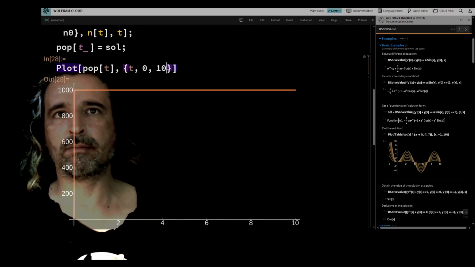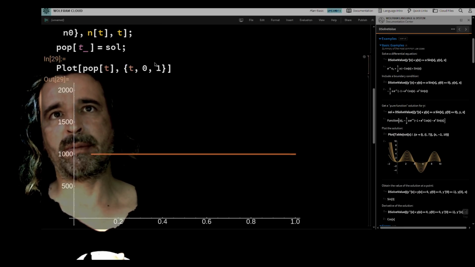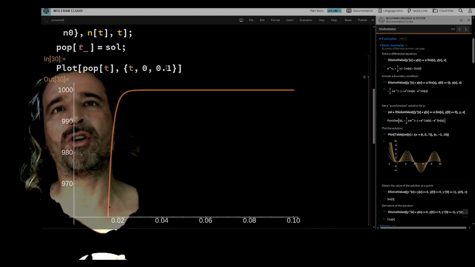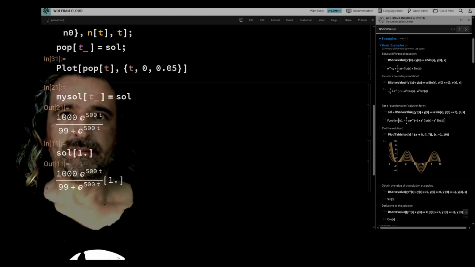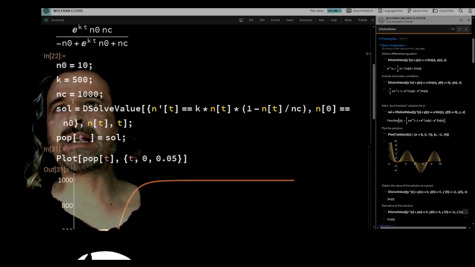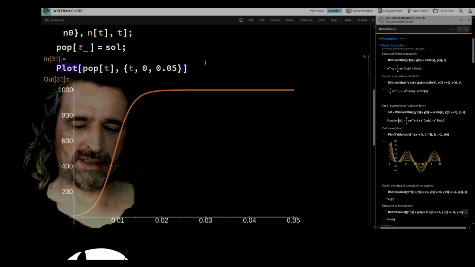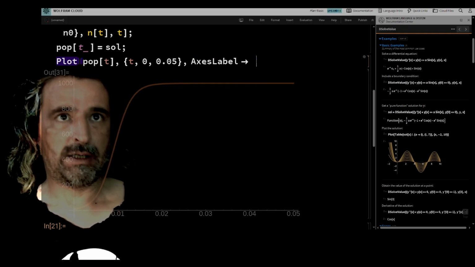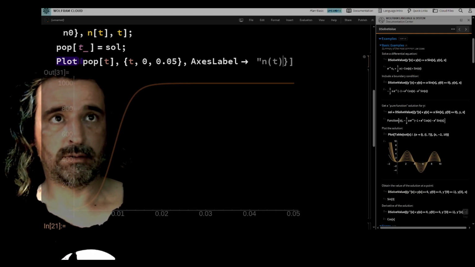That's too much time. So maybe 1. Maybe 0.1. So it's reaching carrying capacity very quickly. Now we are seeing, maybe 0.05. And now we can see the entire curve. You can see that N node initially was 10. Now axis labels. I guess if I put here N node, N of t, and then t.